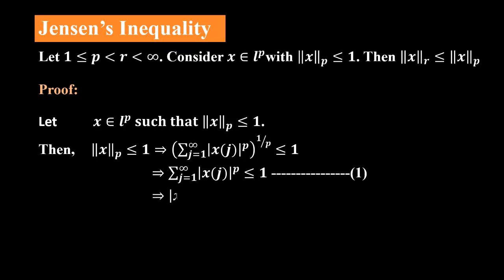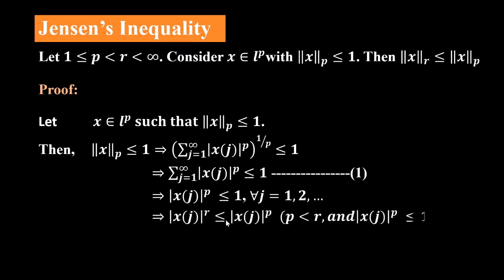Now this implies |x(j)|^p is less than or equal to 1, for all j. So this implies |x(j)|^r is less than or equal to |x(j)|^p, since p < r. This is given, and also from this |x(j)|^p is less than or equal to 1. So by using this, we can easily say that |x(j)|^r is less than or equal to |x(j)|^p.